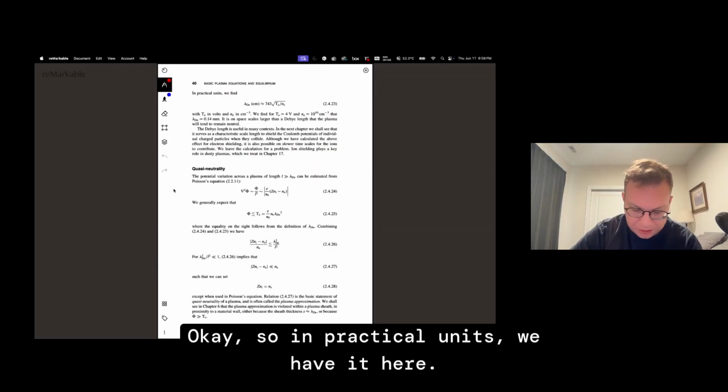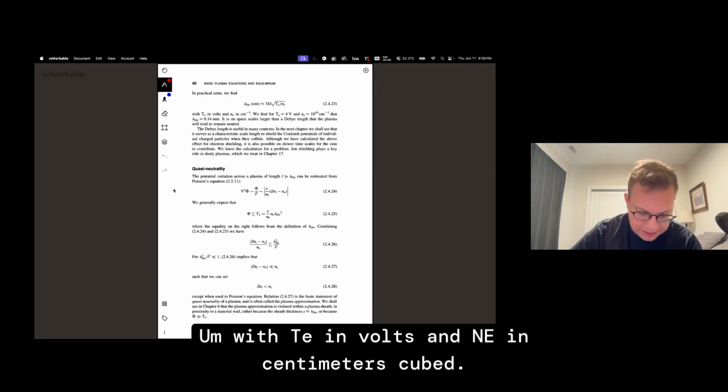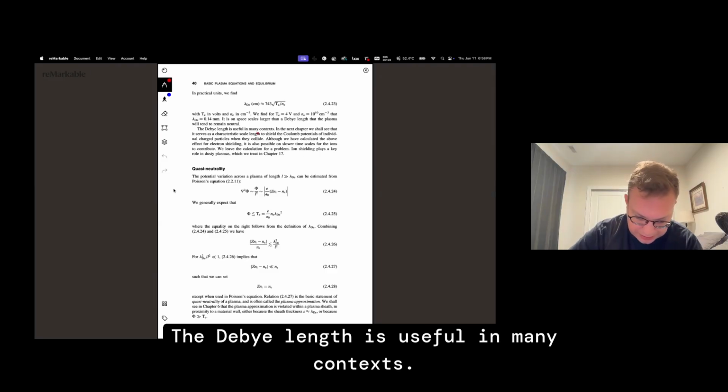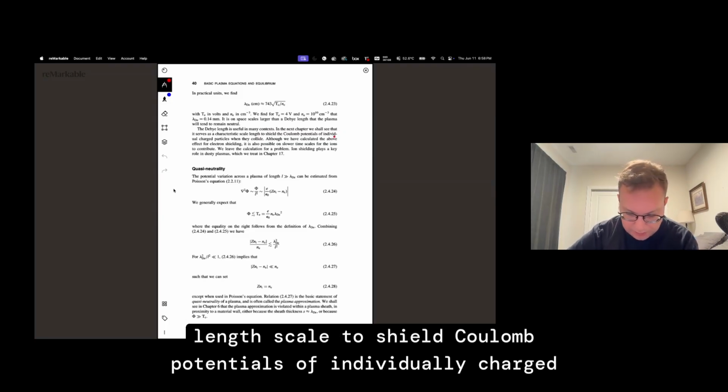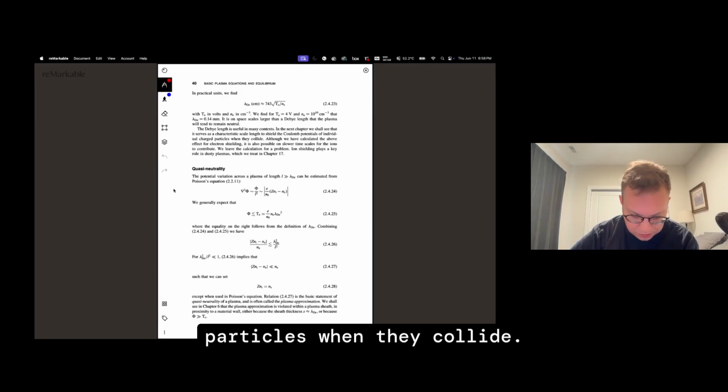Okay, so in practical units, we have it here, with T_e in volts and n_e in centimeters cubed. All right. The Debye length is useful in many contexts. In the next chapter, we shall see that it serves as a characteristic length scale to shield Coulomb potentials of individually charged particles when they collide.